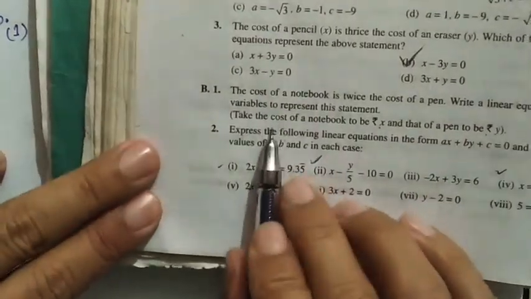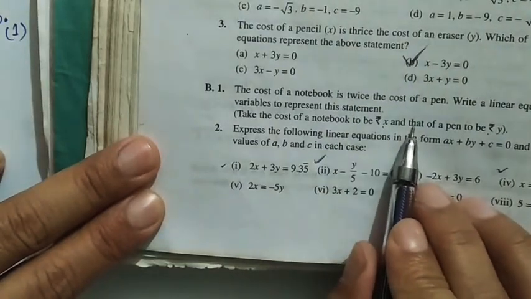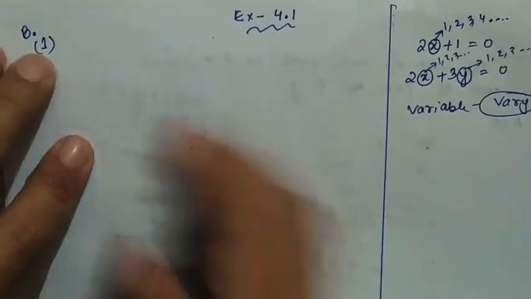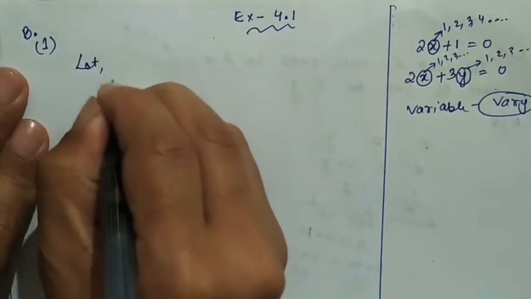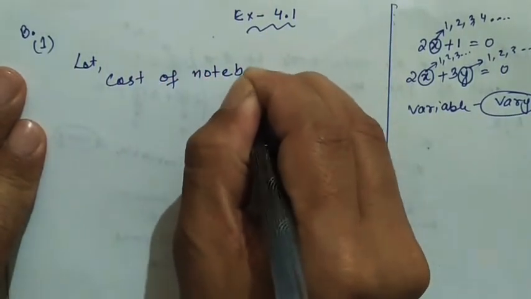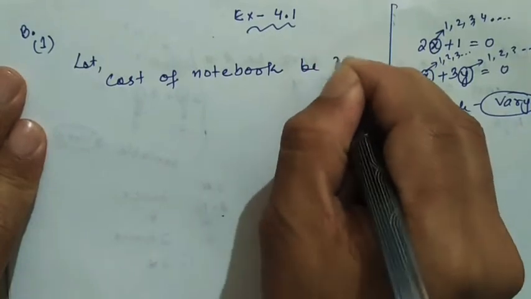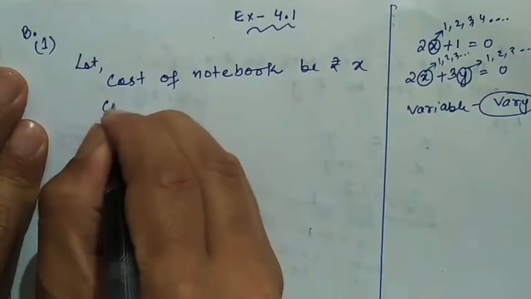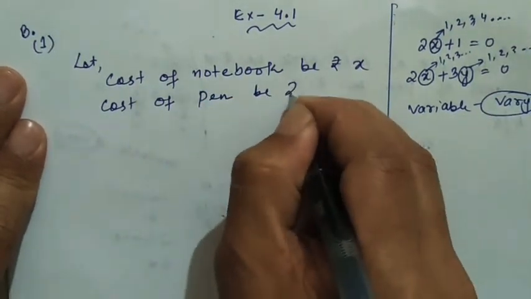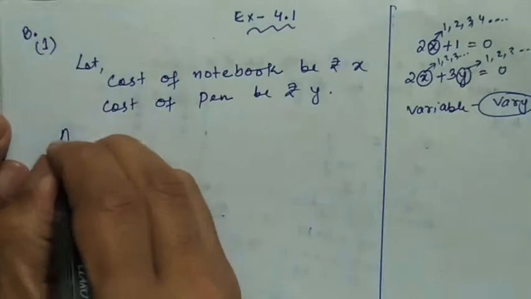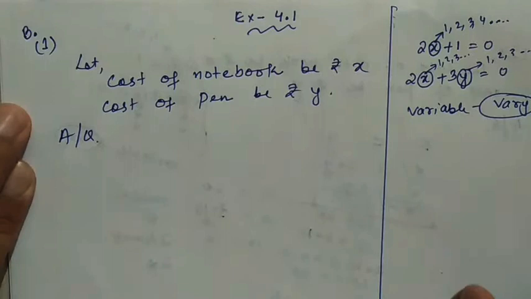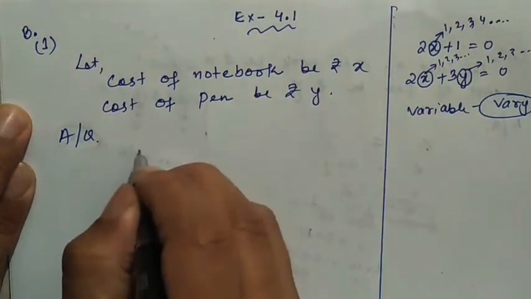Take the cost of a notebook to be rupees x and the cost of a pen to be rupees y. So we don't know the values, so we'll write: let the cost of notebook be rupees x and cost of pen be rupees y. Now according to the question, we have to make an equation, which means we need an equal sign. So let's try that.